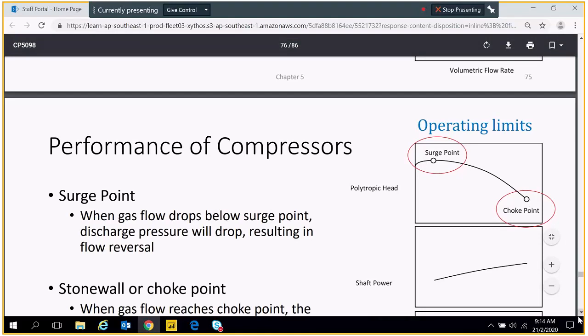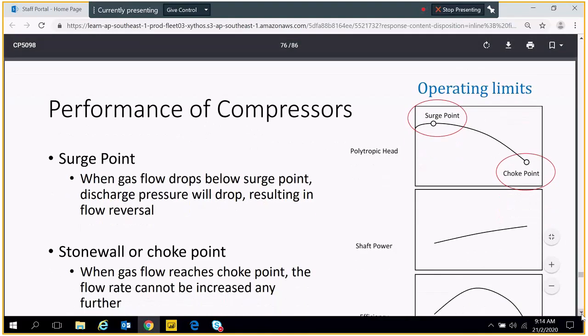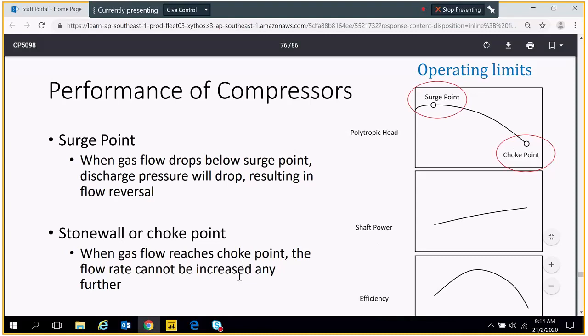The other one is called choke point or stonewall. When the gas flow reaches choke point, the flow rate cannot be increased any further. That's the limit of the flow rate. So you need to operate between surge point and choke point. Usually you don't operate very near to the surge point or very near to choke point. You give some margin on each side, somewhere in between. That would be a very good operating range for the centrifugal compressor.